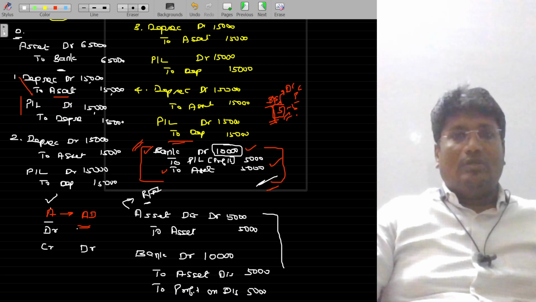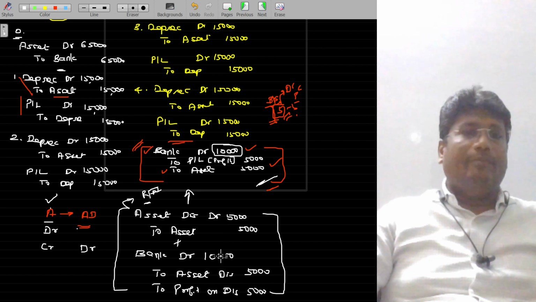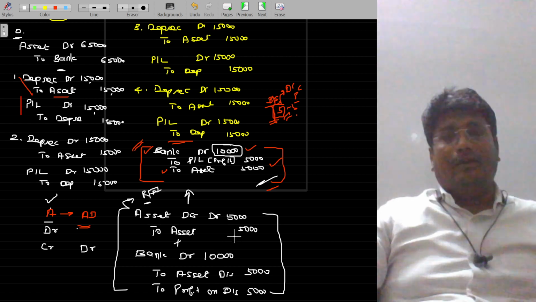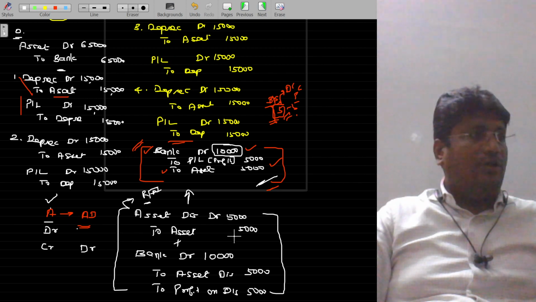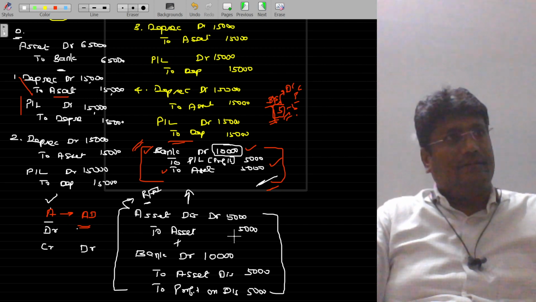So if you club or combine these two journal entries, you will get this entry, right? This is the method you have to follow, where an asset is disposed of through a new account called the asset disposal account. Is that clear?